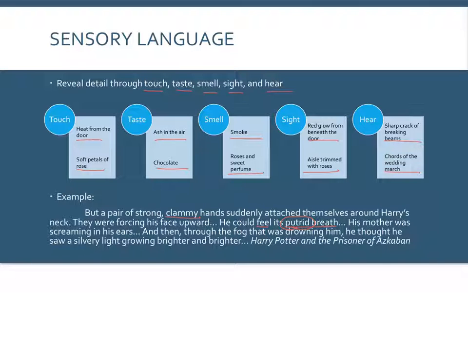"His mother was screaming in his ears," so he can hear the screaming. And then "through the fog that was drowning him," so he can see the fog, he feels like he's drowning. "He thought he saw a silver light growing brighter and brighter." He sees his salvation coming.